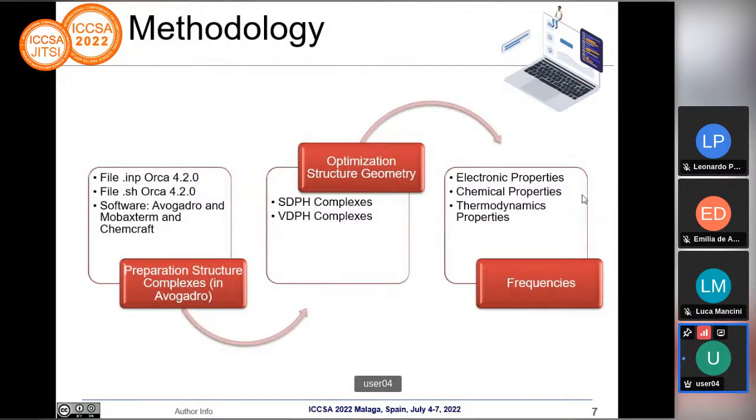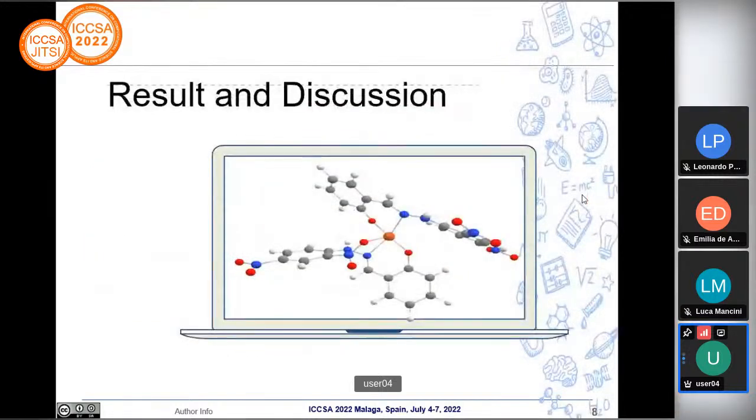We prepare the input of ORCA with Avogadro software, etc. And then this is the SDPH complex, the FDPH complex. And after that, we use electronic properties, chemical properties, and then thermodynamic properties. So the results and discussion of this research are as follows.